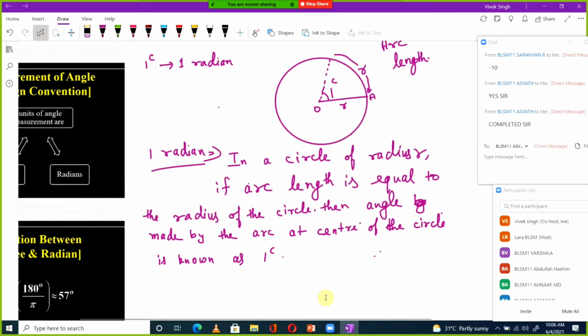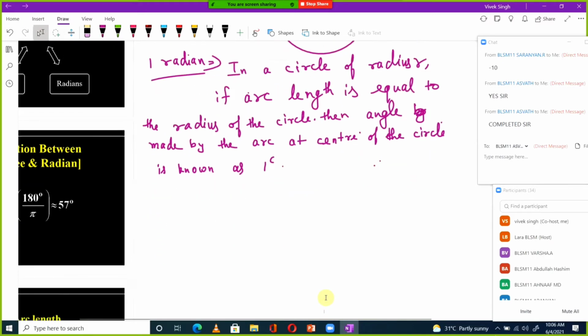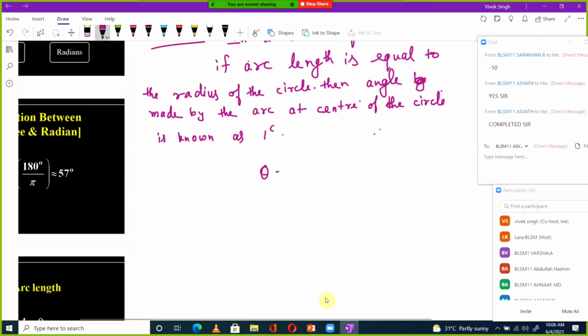Okay. So we know the formula. What is the formula? Theta equals L by R. So in place of L, what do you have to write? R, because here the length is equal to the radius. So what will be your 1 radian angle? It will become R by R. It means if the radius is R, the arc length will be R. If the arc length is R, then the theta value will be 1 radian.